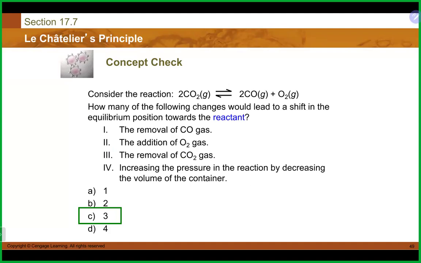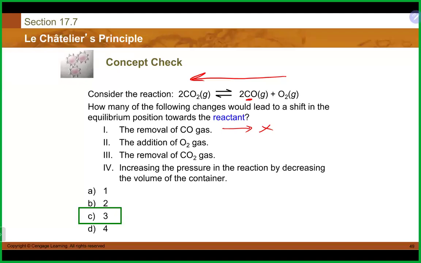All right, so if we take a look here, consider this reaction. How many of the following would lead to a shift in equilibrium towards the reactant side? So what we're looking to see is, will this cause the equilibrium to shift to the left? So let's take a look at the first one here. We're going to remove CO. So if we remove CO, which is over here, when we remove it, it should actually go towards it, and that would cause it to shift to the right. So that definitely is not going to cause it to shift to the left.